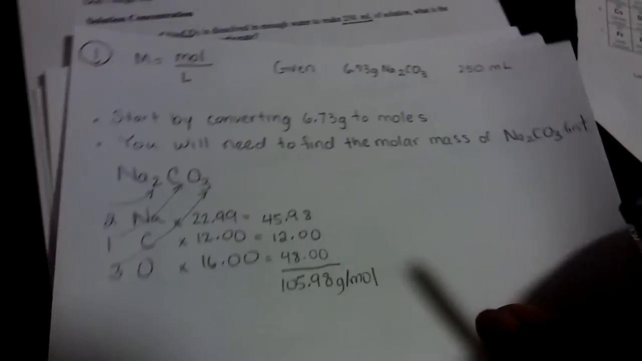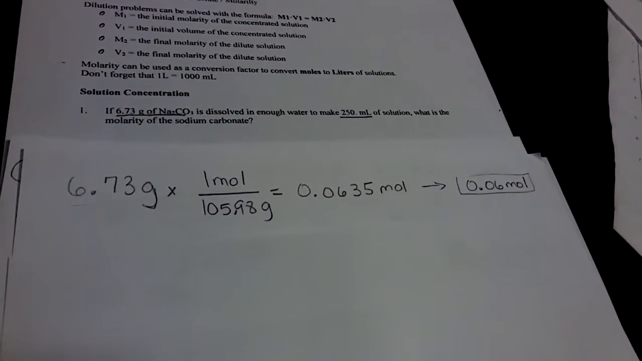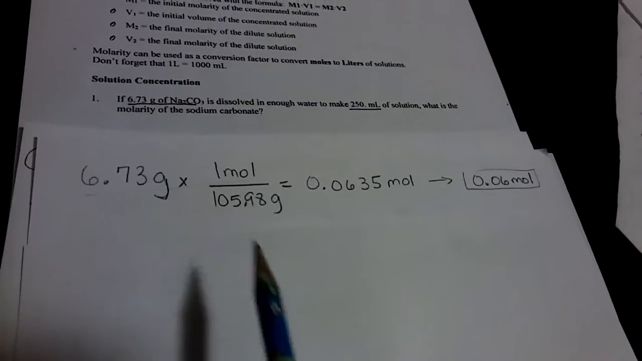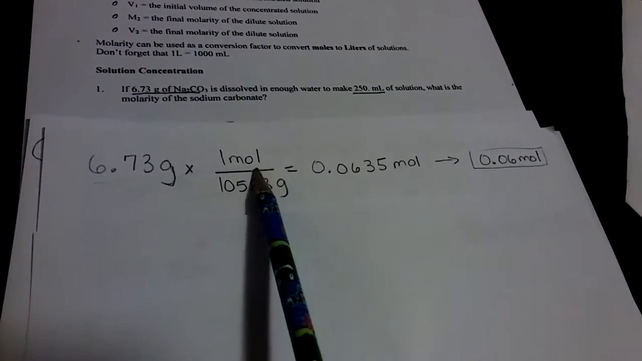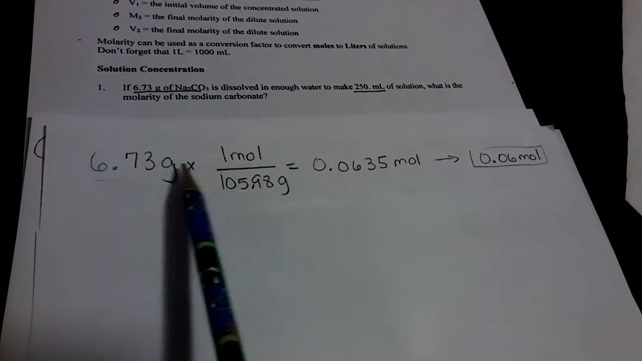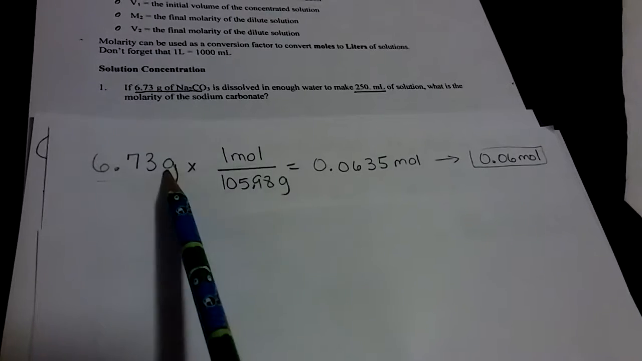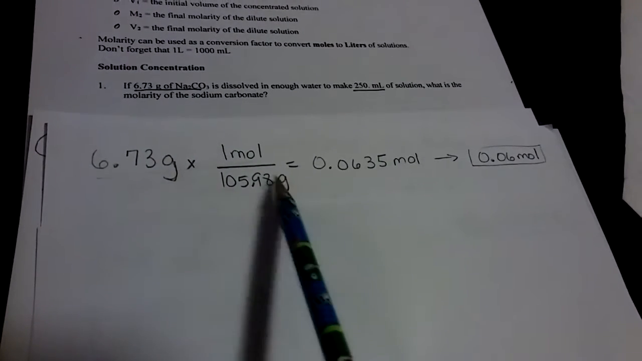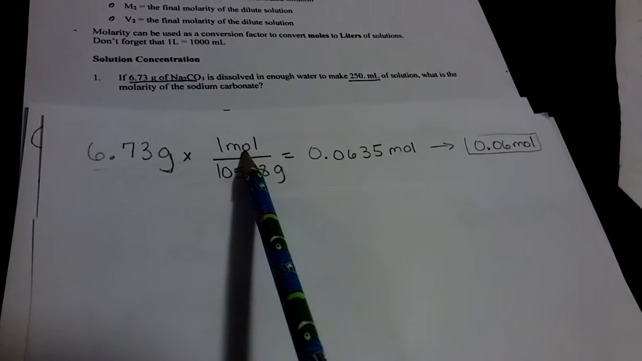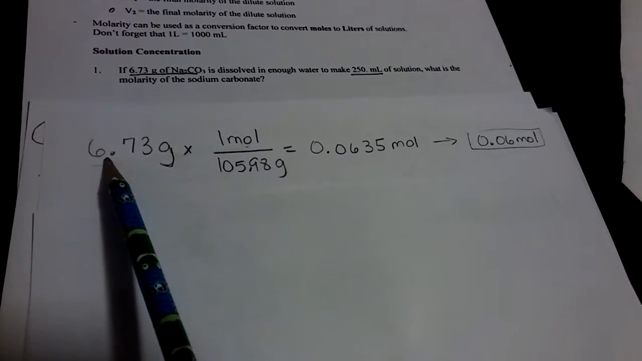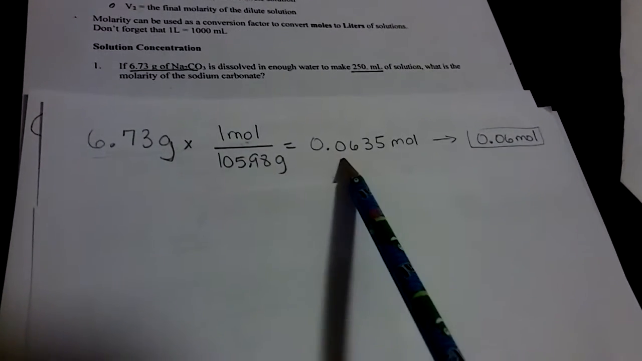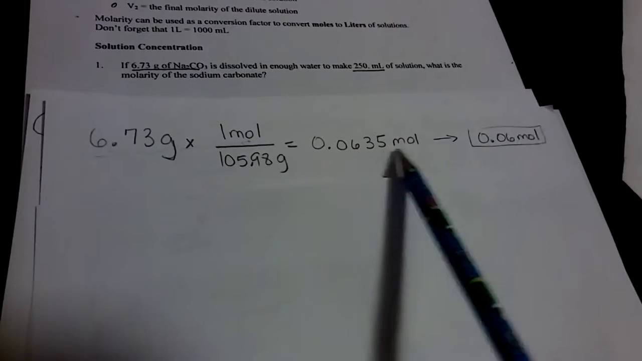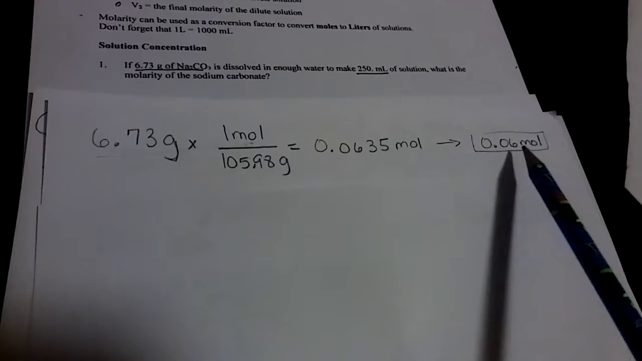Now that you have that information, we go on to the following. Now it's about changing those grams to moles. Using that molar mass, we know that there's 105.98 grams in 1 mole. We want to make sure that the units are diagonally matching each other, and that when they cancel, we're left with whatever it is that we need to find, which is moles. In this case, we take the 6.73, multiply by 1, and then divide by 105.98. That gives us 0.0635 moles, which I chose to round to 0.06 moles.